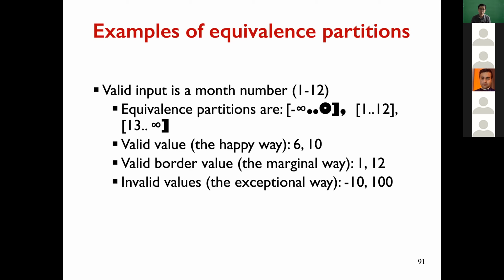And we need to choose another, an exceptional way, the invalid values, which is 1 from each invalid partition, which is minus 10 from the first invalid partition, which is 100 from the second invalid partition. So this is an example of how we choose equivalence partitions and how we choose values from equivalence partitions, right?